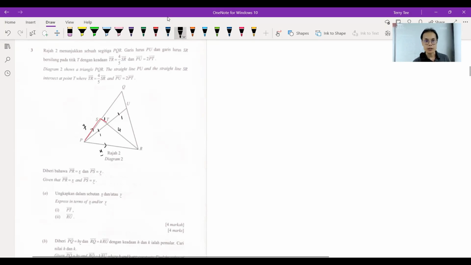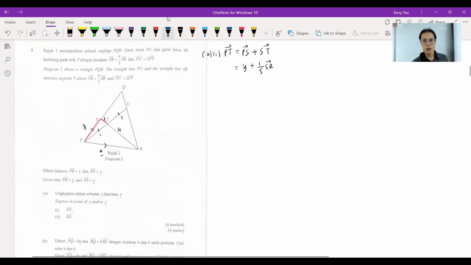Let me write over here. This is A Roman 1. How to go from P to T? We go P to S plus S to T. Now, PS, as we know, is y. ST is 1 over 5 of SR. Yeah, 1 over 5. SR is longer, ST is shorter. Well, to go from S to R, I can go S to P, P to R, which means we got to go minus y plus x. Yeah, minus y plus x.